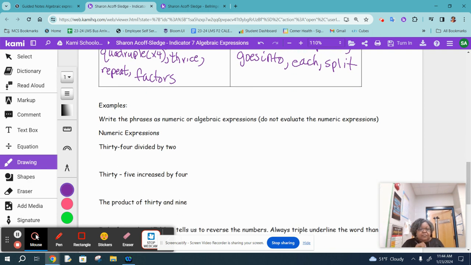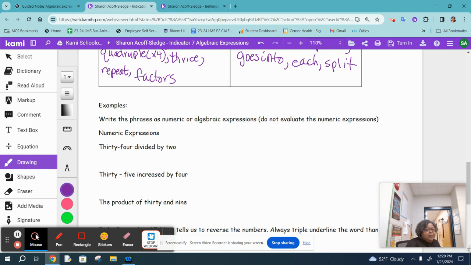Okay, so now let's do some examples. Go ahead and close that door. Let's do some examples of numeric and algebraic expressions. Oh, we're about to go to lunch in 1 minute. Okay, don't get up yet. When we come back, we're going to finish this lesson.